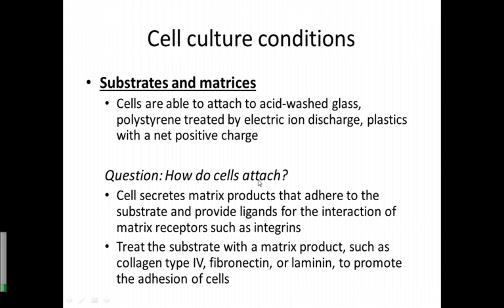So how do cells actually attach to the bottom of the plastic dishes or the culture flasks? Cells will normally release certain types of matrix products. These matrix products will adhere to the substrates and provide ligands for interactions of the matrix receptors such as integrins. These ligands will attach to the surface of the plastic dishes. So you will treat the substrate with matrix products such as collagen and fibronectin to promote the adhesion of the cells.